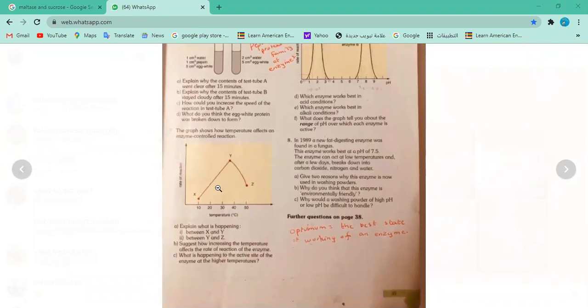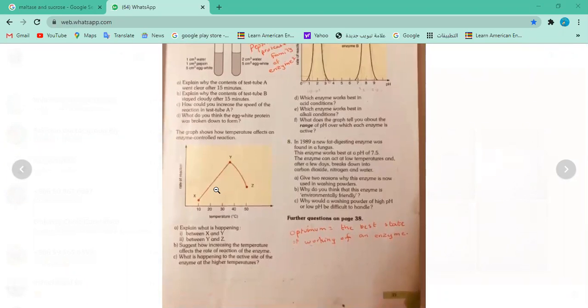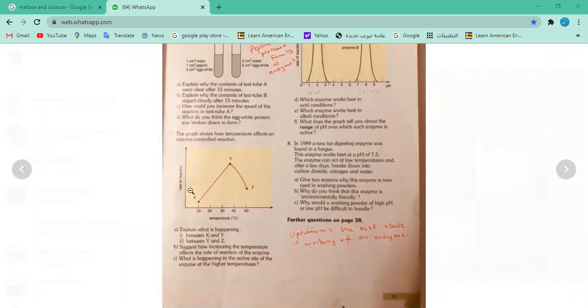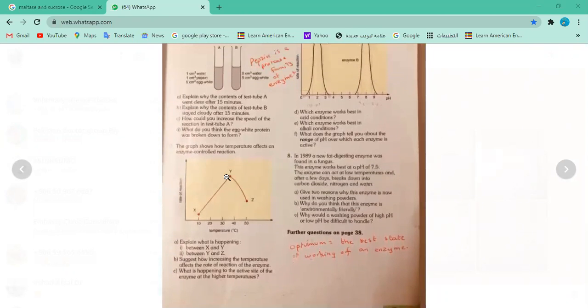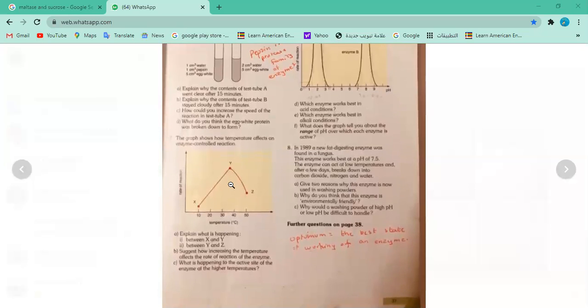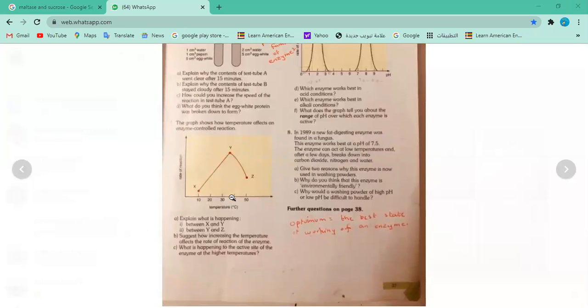Yes, when you are increasing temperature up to a certain level, you are increasing thermal energy. The molecules of the enzyme and substrate can easily collide and fit in, and then the product will be formed, the rate of reaction will be increased by increasing temperature, but only up to the optimal temperature. There's always a limit for temperature. Okay, what about part C, Javeria?